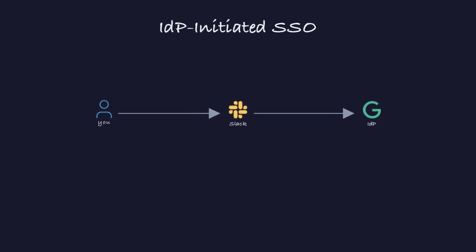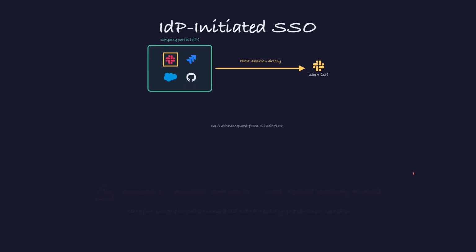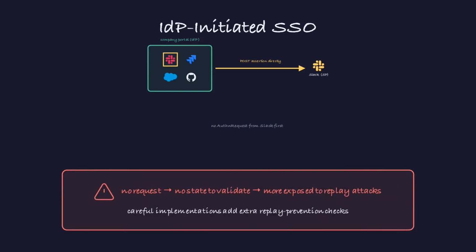One more flow worth knowing. IdP-initiated SSO. In the flow we just walked, you start at Slack, and it bounces you to the IdP. Here you start at the IdP. Think of a company portal with tiles for all your apps. You click the Slack tile, and the IdP posts an assertion straight to Slack. No request from Slack first. Convenient, but there's a catch. With no initial request, there's no state value to check, which leaves these flows more exposed to certain attacks. Careful implementations add extra replay prevention checks.